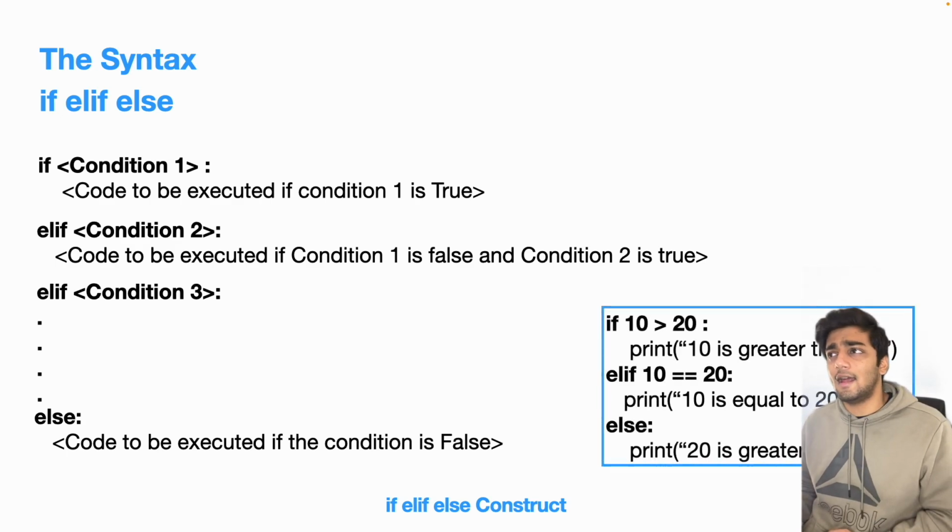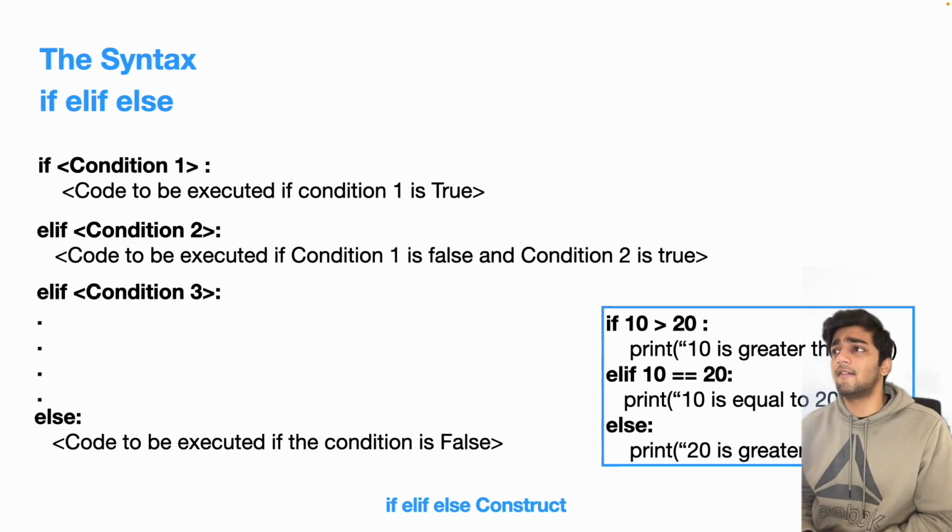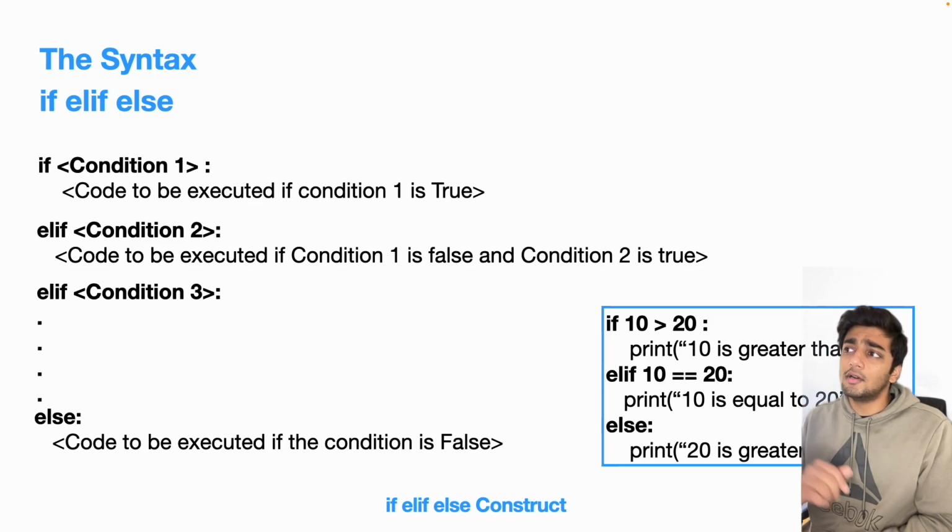Let's take a look at an example. In this case, you can see that the first condition in our if block is if 10 is greater than 20. We very well know that this condition is false. So it's directly going to go on to the next elif block. So elif 10 equals 20. Is 10 equal to 20? It's not, right? So that's false as well.